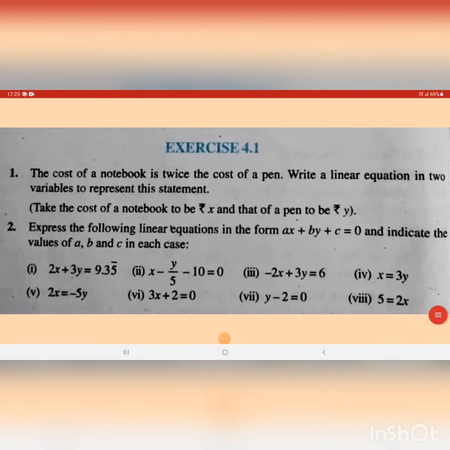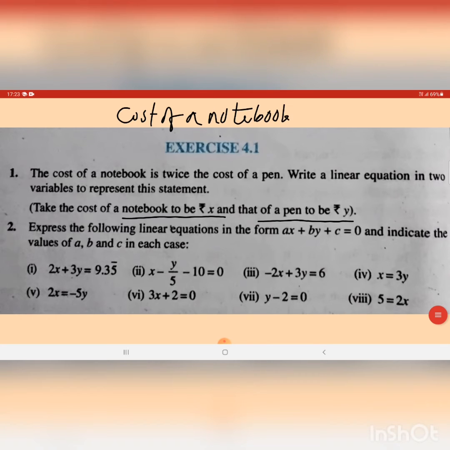Exercise 4.1. The cost of a notebook is twice the cost of a pen. Write a linear equation in two variables to represent this statement. Let the cost of a notebook be rupees x and that of a pen be y. So what is the relation? Cost of a notebook is, means equal to, twice, means 2 into cost of a pen.